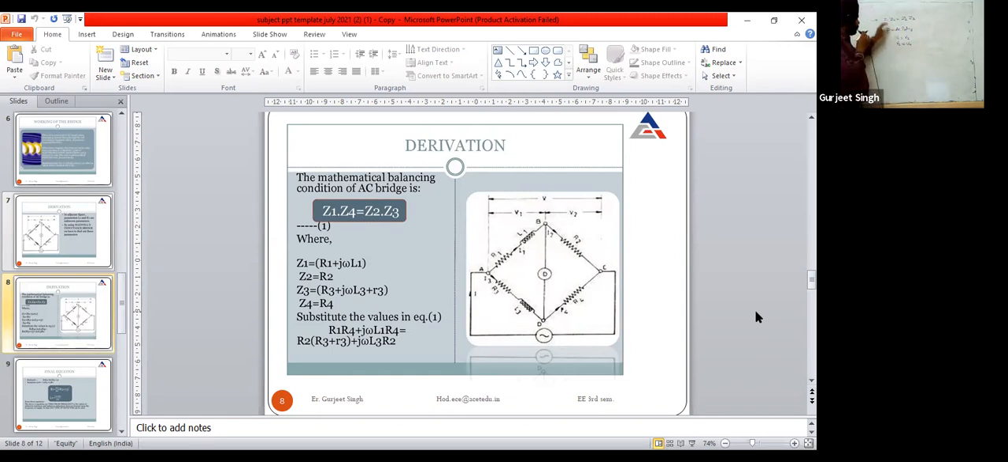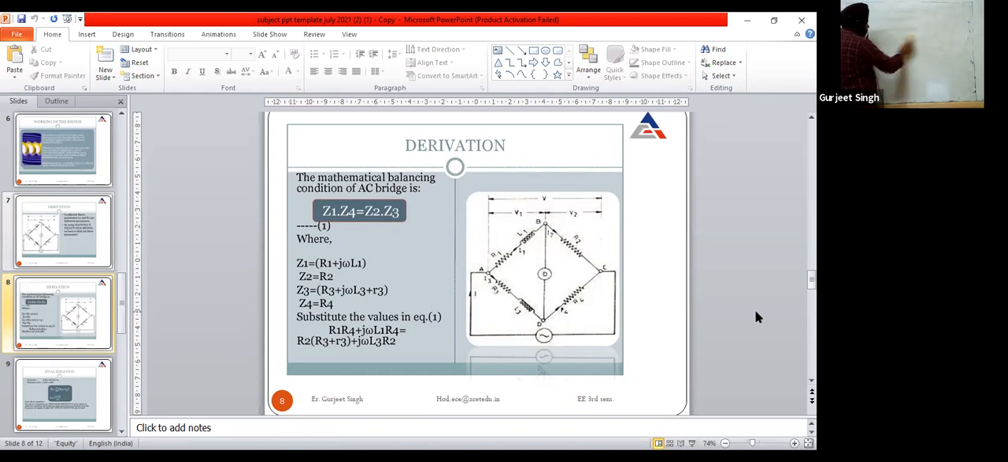Basically, in bridges we apply these two techniques. First is Z1 Z4, the product of the impedances of opposite arms, which is equal to the product of the impedances of the other opposite arms: Z1 Z4 is equal to Z2 Z3. Second is the divide policy, where we divide the voltages V1, V2, V3, V4, and then find the values of the unknown inductance, capacitance, or resistance.